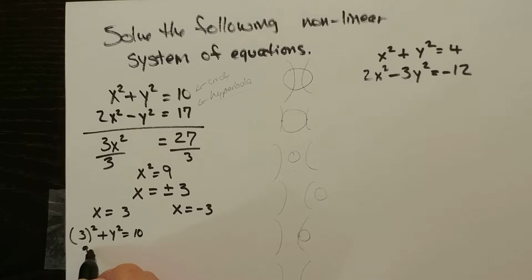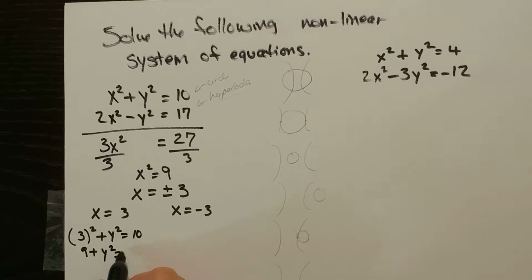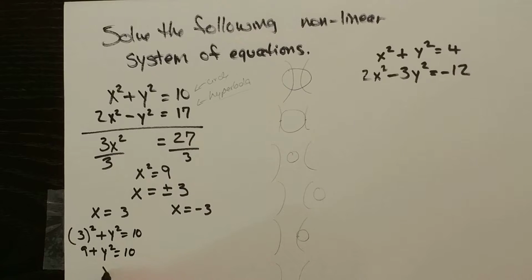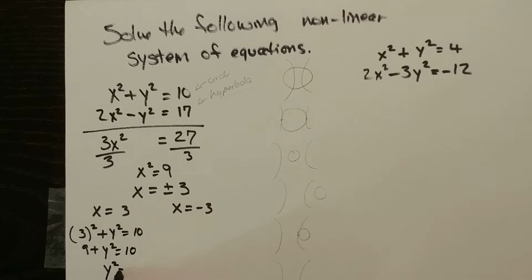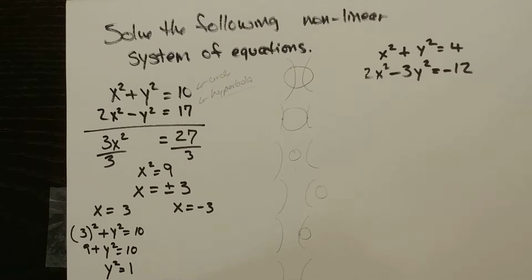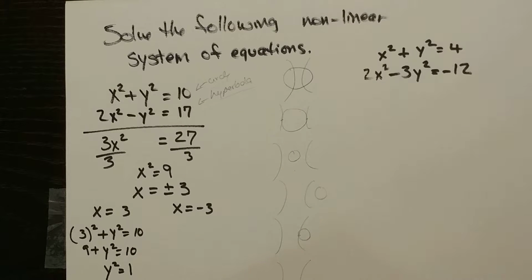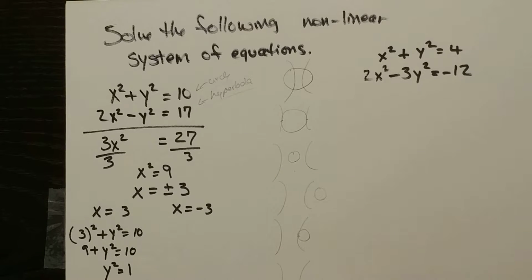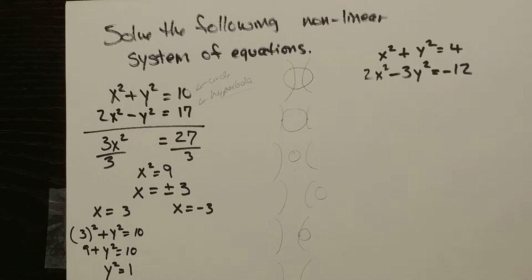This is 9 plus y squared is 10. I subtract 9 from both sides and I get y squared is equal to 1. I take the square root of both sides and I get y is equal to plus or minus the square root of 1, which is 1. This right here tells me that when x is 3, I get 2 answers. When x is 3, y can be 1. That's one ordered pair. When x is 3, y can be negative 1. That is a second ordered pair.